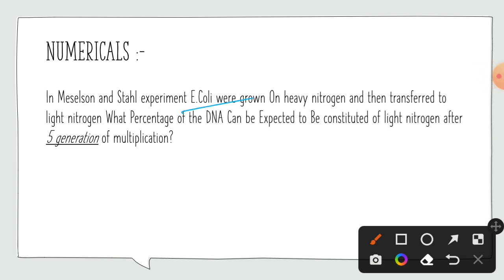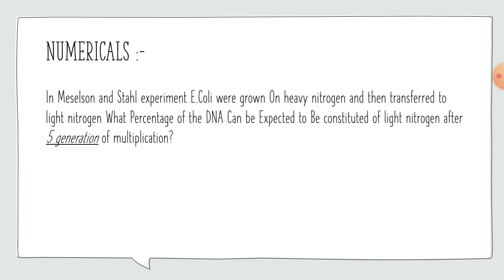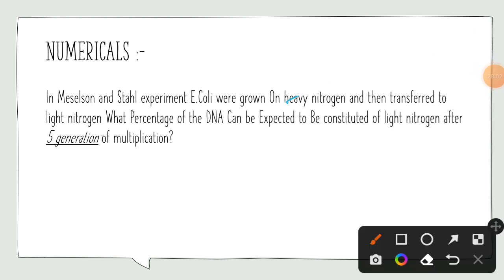Here I want to mention one important thing. Please don't expect that it will always be heavy nitrogen first. To check your intellect, the question setter can change the question in such a way that they tell you that in the Meselson-Stahl experiment E. coli were grown on light nitrogen and then transferred to heavy nitrogen. Then they ask what percentage of the DNA can be expected to be constituted of light nitrogen after the 5th generation of multiplication. So the entire calculation will change, right?